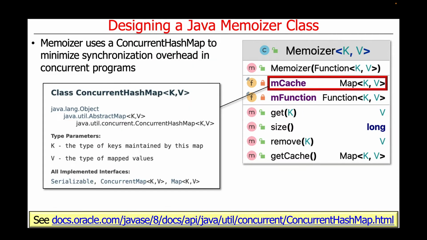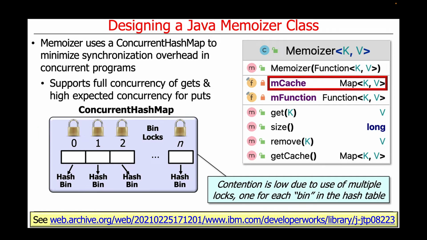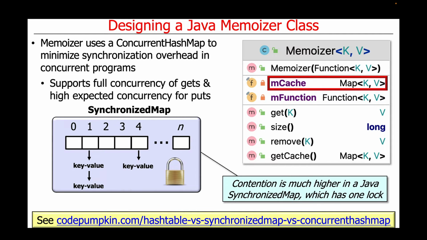Internally, Memoizer uses a ConcurrentHashMap stored in the mCache field to minimize synchronization overhead in concurrent programs. ConcurrentHashMap supports full concurrency of get calls and high expected concurrency for put calls. Moreover, contention in a ConcurrentHashMap is very low due to the use of multiple locks, essentially one for each bin in the hash table, as described in the link at the bottom of this slide. In contrast, contention is much higher in other Java synchronizers, such as Java's synchronized map, which only has a single lock.